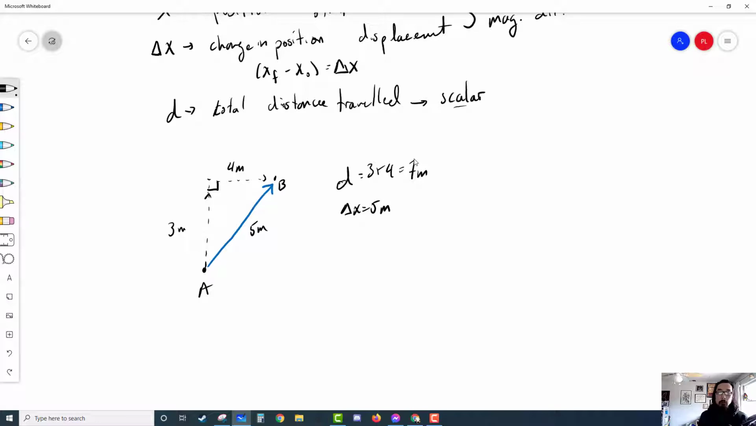In this case, because displacement is a vector, we can say northeast, or up and to the right, whatever the case is. Or we could find this angle and just tell us what the angle is. That will give us our direction.